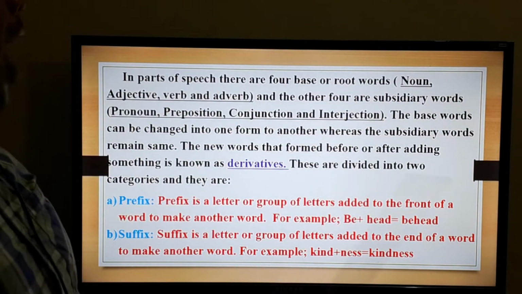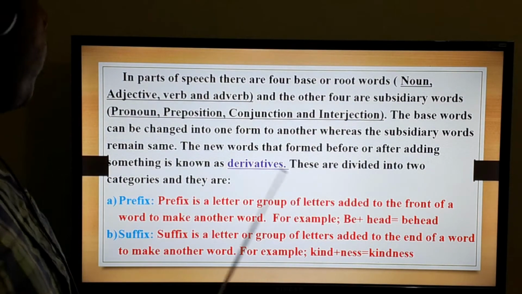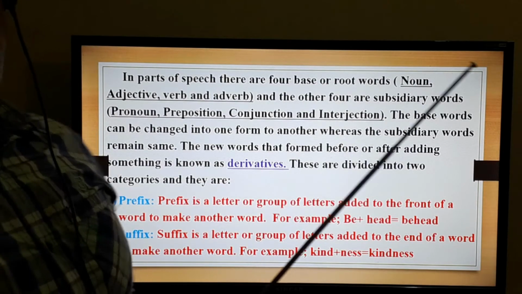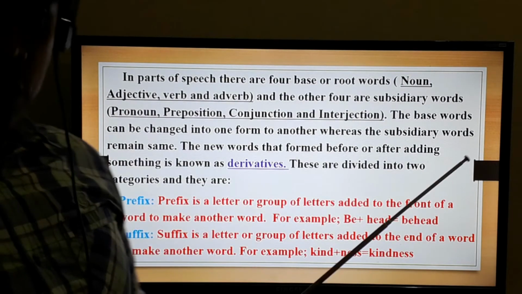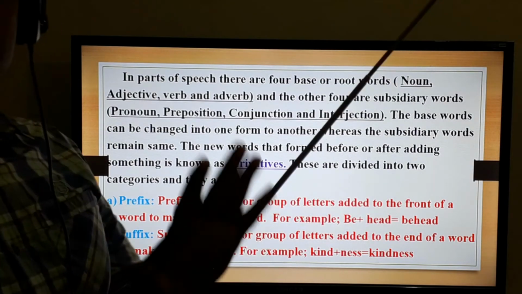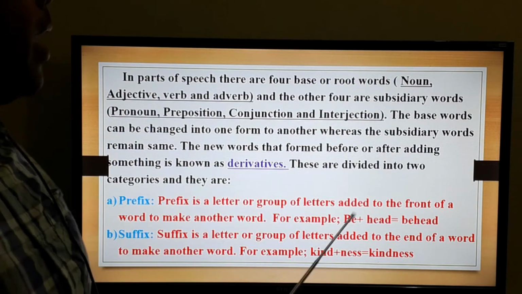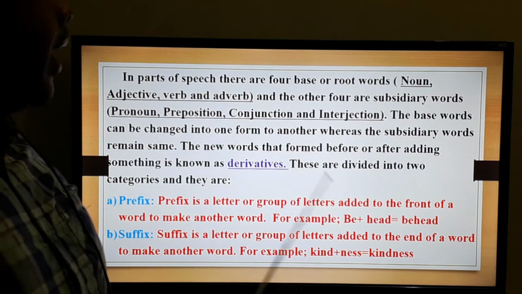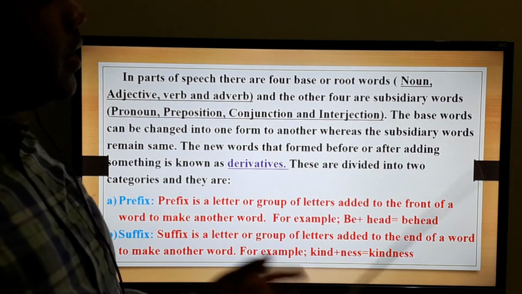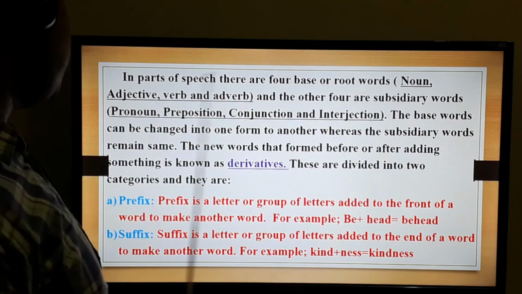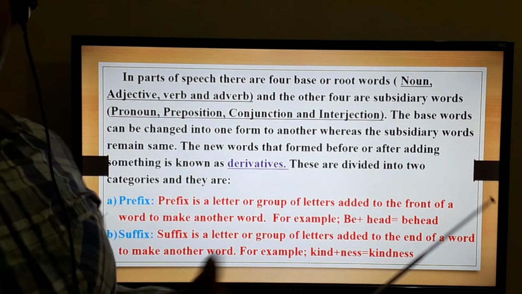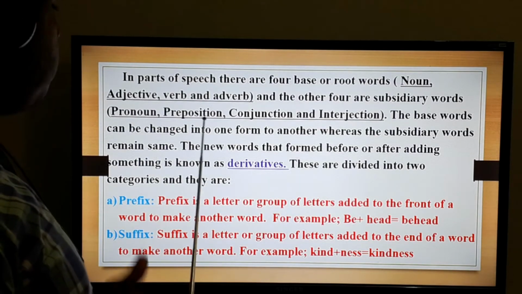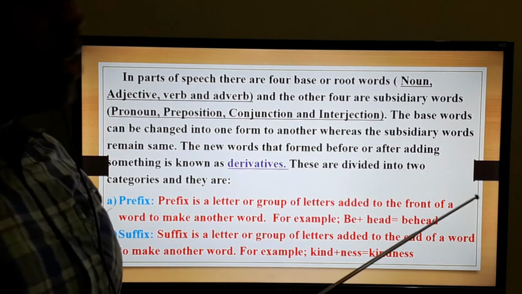next I would like to share something with you: in parts of speech there are 4 base or root words. We know there are 8 types of parts of speech. Among them there are 4 root words, and what are they? Noun, adjective, verb and adverb. And there are the other 4. These are known as subsidiary words. Subsidiary means helping or auxiliary. What are they? Pronoun, preposition, conjunction and interjection.